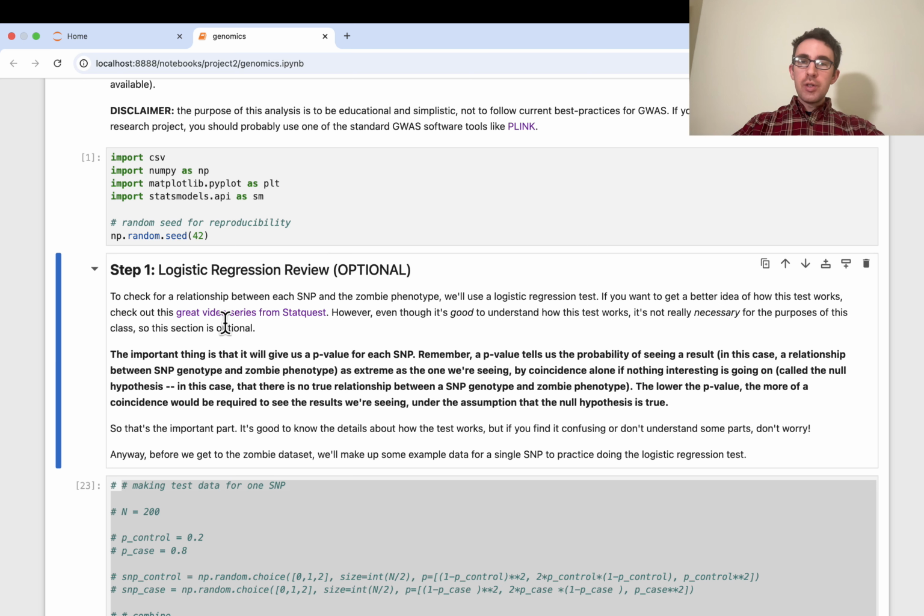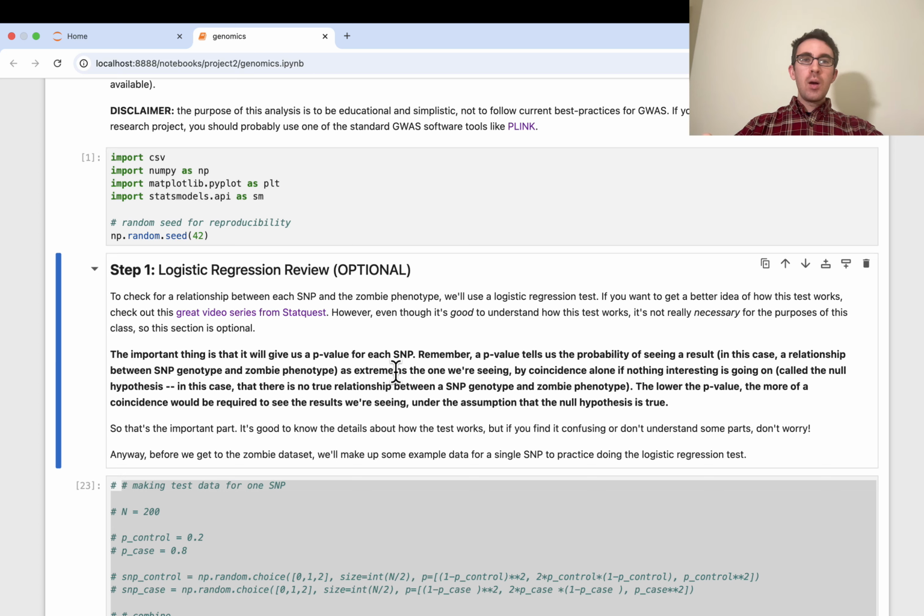And I think it's good to know this stuff, but it's actually not completely necessary for the purposes of this analysis to know how it actually works. The important thing to know is that this logistic regression method will allow us to get a p-value for each SNP.